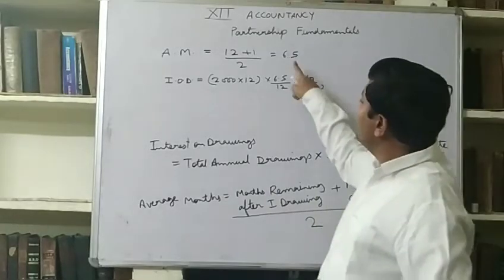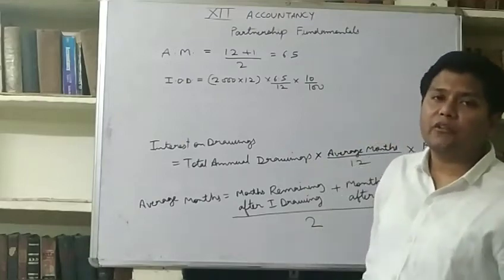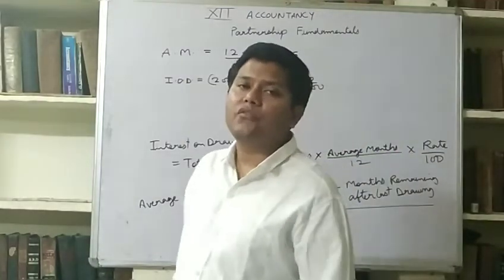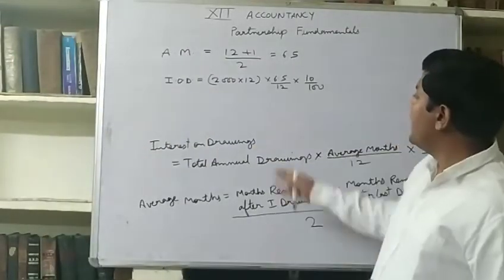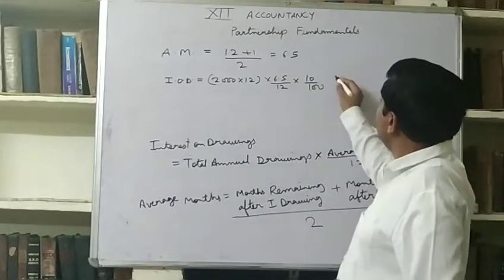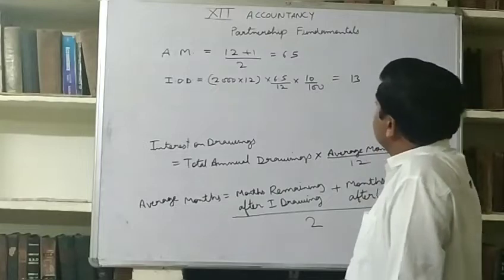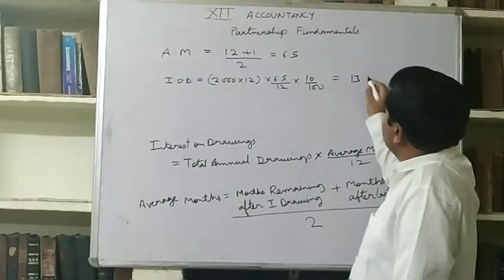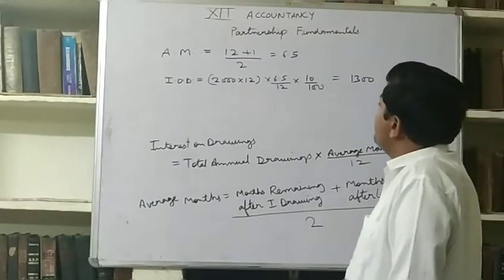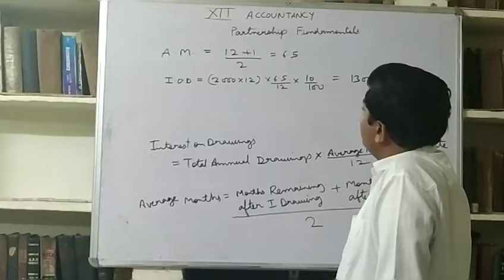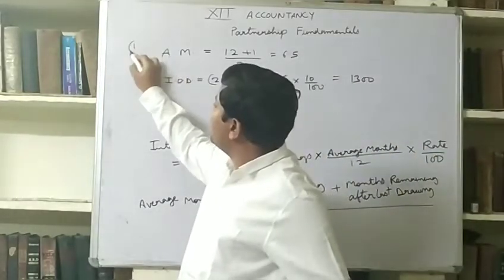So we have to calculate interest for 6.5 months. We can remember it also. If drawings are made at the beginning of each month, then 6.5 months interest will be charged. So calculate it. How much will it be? It will be 1300. This is the first example.